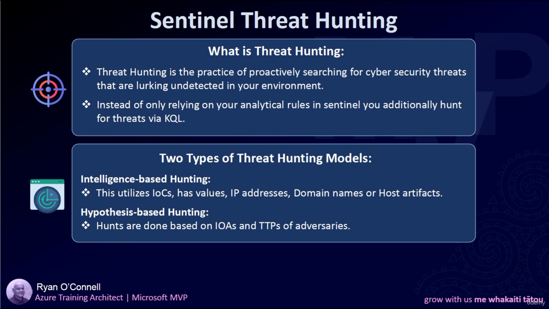And of course, there are two types of threat hunting models. We have intelligence-based hunting, which utilizes IOCs, hash values, IP addresses, domain names, and host artifacts. And then we also have hypothesis-based hunting, and these hunts are done on IOAs and TTPs of adversaries. So it's just a brief overview of what threat hunting is.